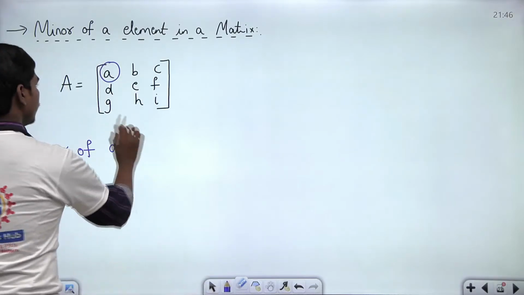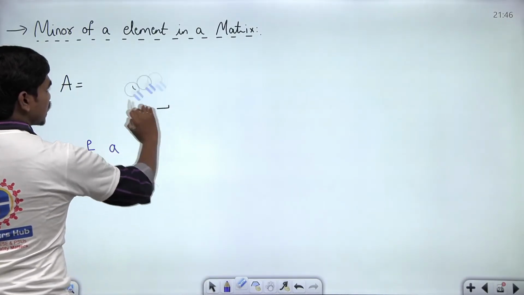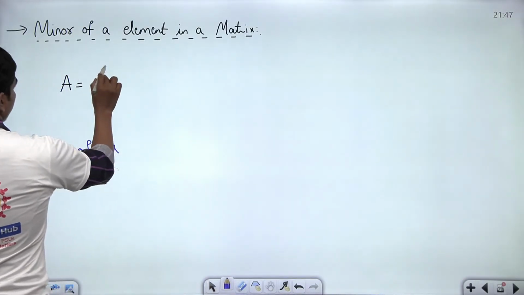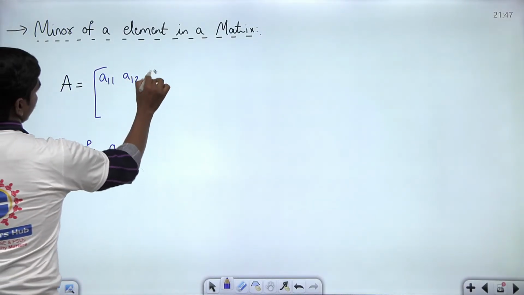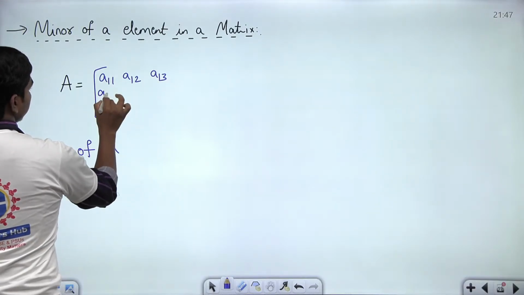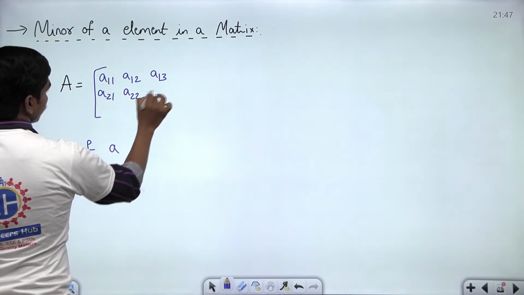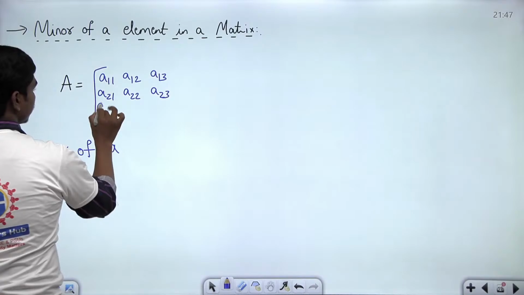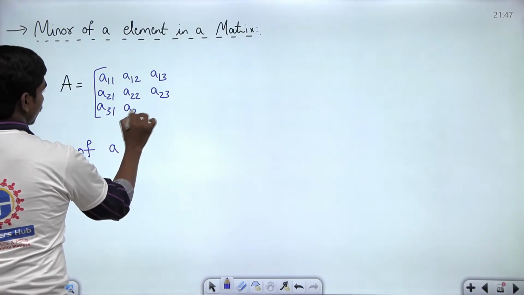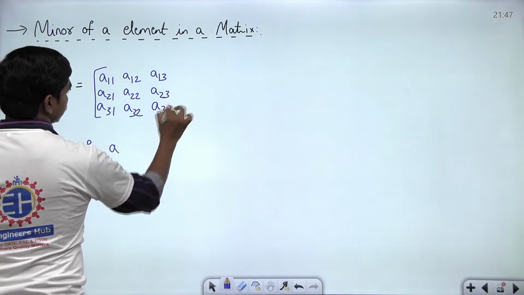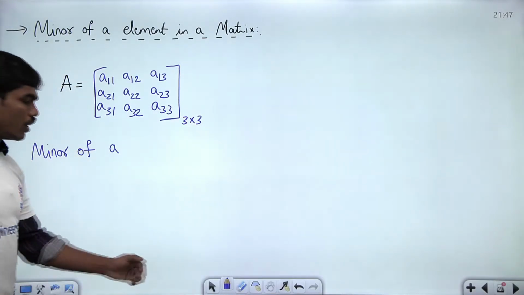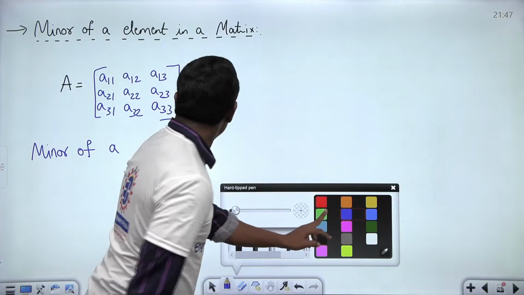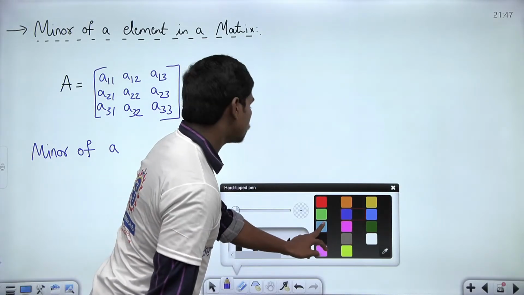since we are dealing with a 3 by 3 matrix, let me generalize things. A11, A12, A13, A21, A22, A23 and A31, A32 and A33. This is what we have, correct? It's a 3 by 3 matrix in general. Now if you want to know what is the minor of this element A11, see how we should identify that.